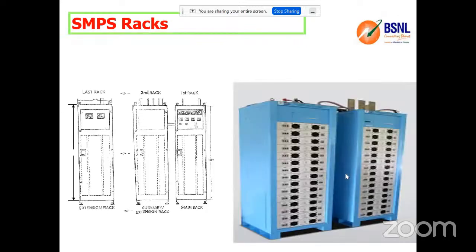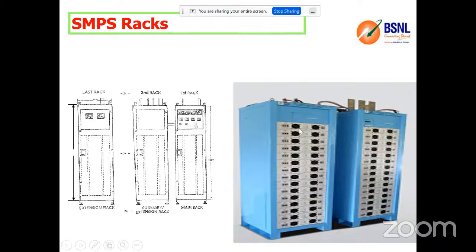So this is an example of SMPS power plant racks. On this right side image, you can see that there are two racks. Each rack has sub modules. These individual modules can support 50 amperes of DC current. If I have around 12 modules, they can support 600 amperes of DC current put together. So totally 12 modules, and finally each 50 amperes can support 600 amperes of DC current.